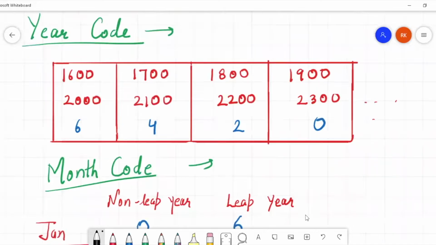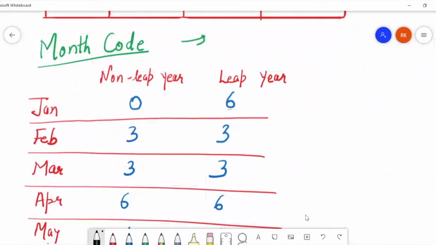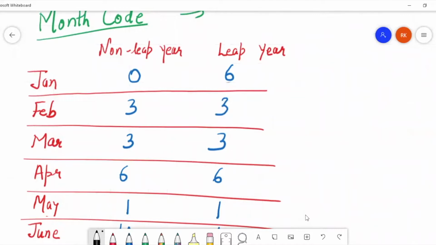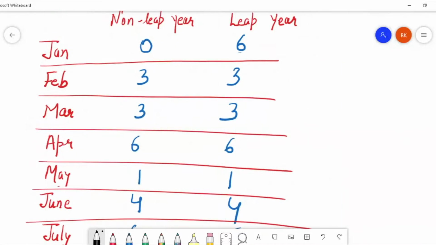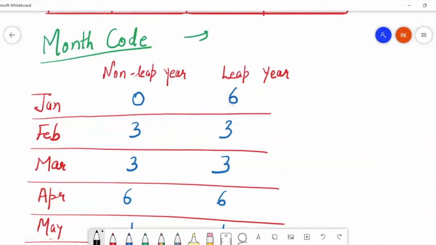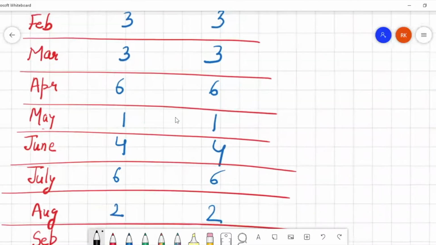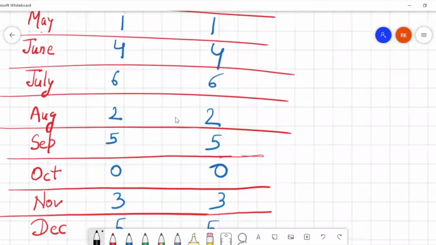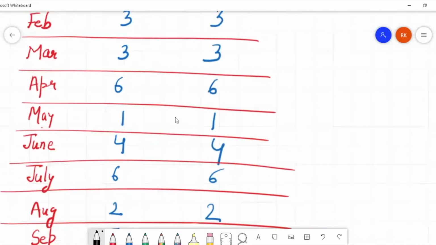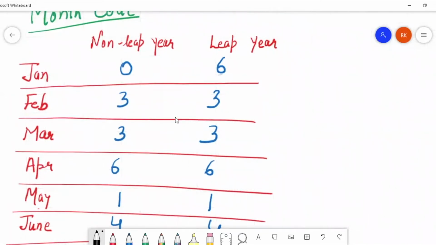Okay, now month code. For month code we have two cases. One when the year is leap, and one when it is not a leap year. You feel, oh, so many numbers we have to remember for the month code. What is this trick? I don't want to learn. But no, guys, here only the January month has different codes for different types of years. All the other months like February, March, April till December have the same code in both cases. And yes, this is also easy to remember.